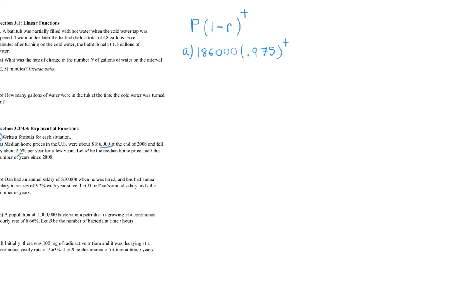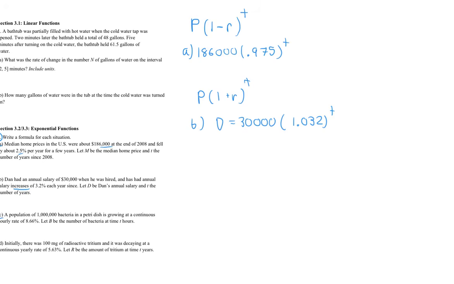Now, same thing for part B. Annual salary, and this time it increases by 3.2% each year. So for this one, we're going to do P times 1 plus r to the T. So this one for B is going to be D is equal to 30,000 times 1 plus 0.032 to the T.